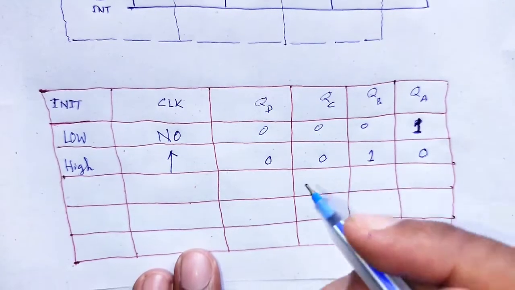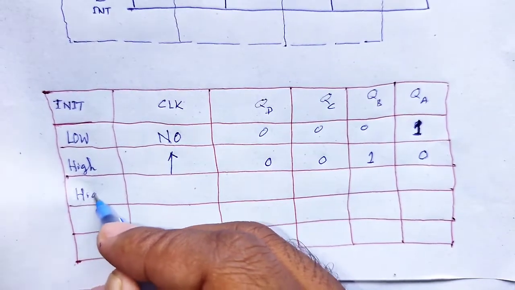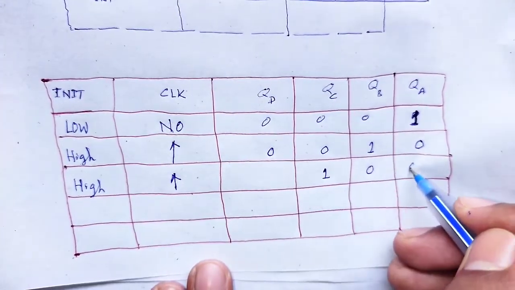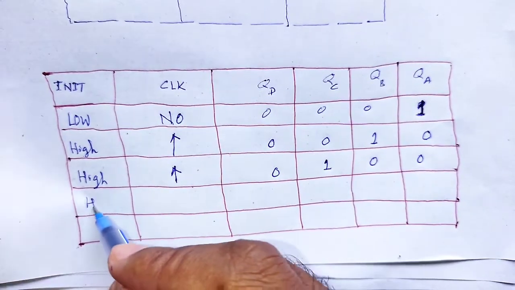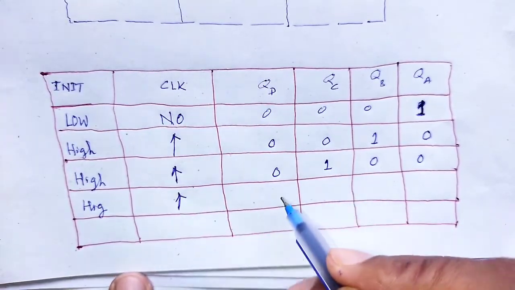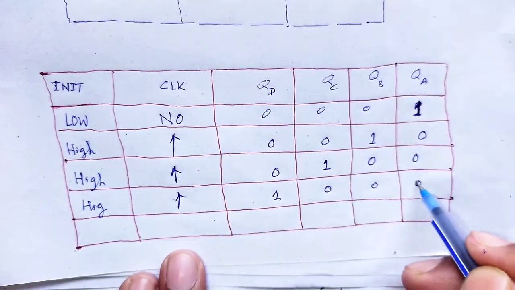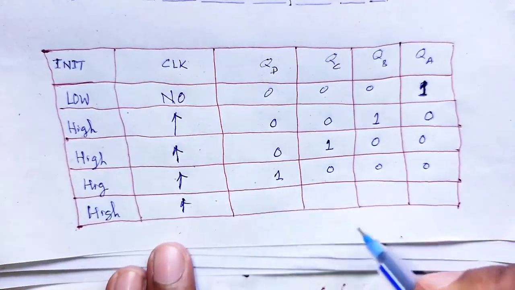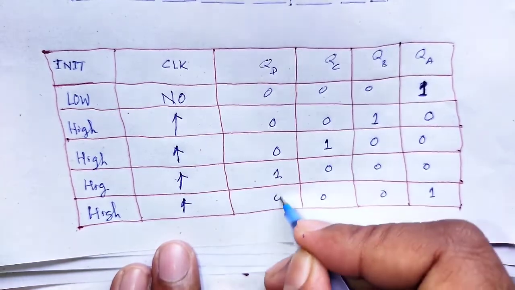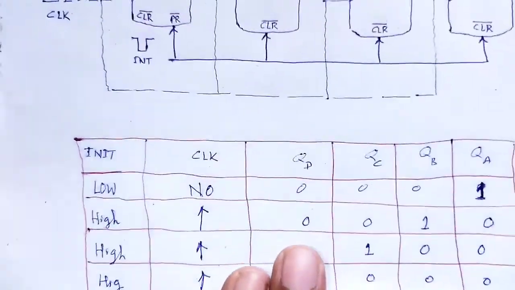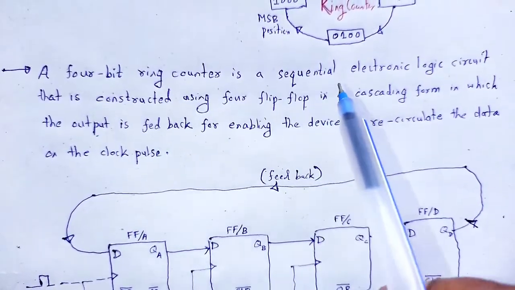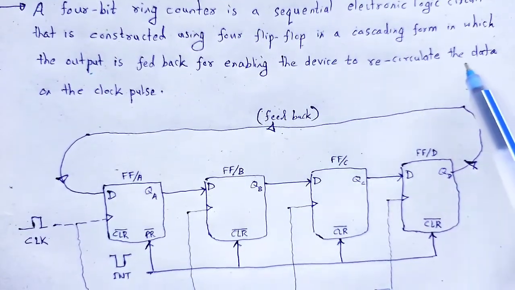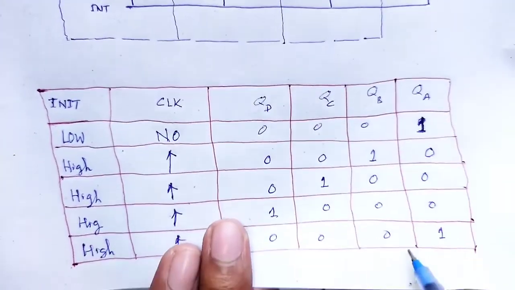As in a shift register, the 1 is shifted to the next position when the high input and clock pulse are applied. When the next pulse is applied, that 1 is shifted to this position, and again it is shifted to this one. So it is clear that a ring counter is a sequential electronic logic circuit that recirculates the data on the clock pulse.